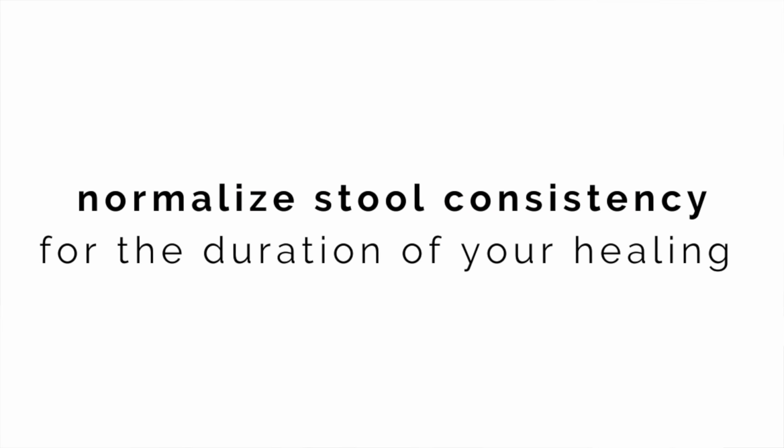So with that being said, the primary number one conservative treatment option is to normalize your stool consistency for the duration of your healing. Constipation and diarrhea are the most common causes of anal fissures, and they will irritate and even worsen a healing fissure. So normalizing stool consistency is super important when you're healing. Sometimes that's more straightforward, like increasing your fiber and water intake if you're constipated, or eating stool bulking foods that won't irritate your digestive tract, as well as increasing your water intake if you have diarrhea.